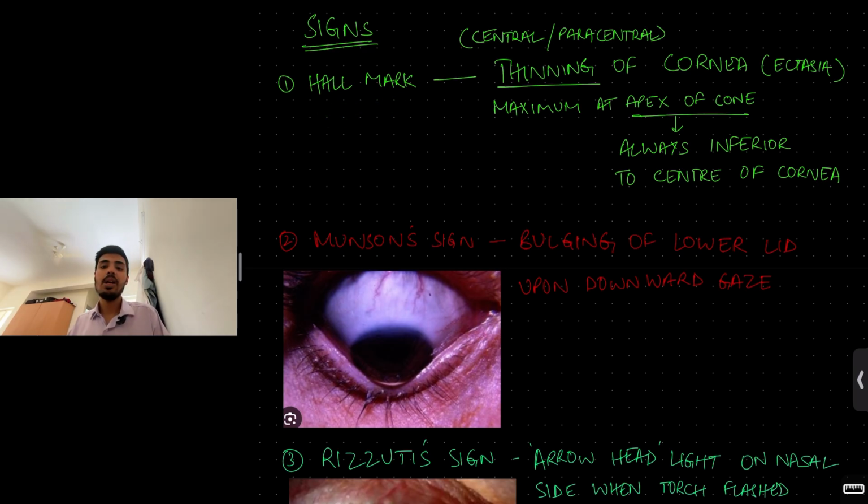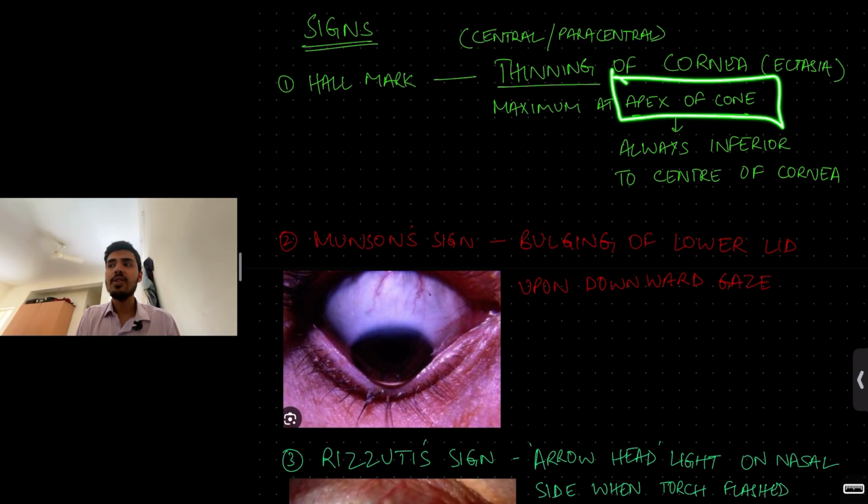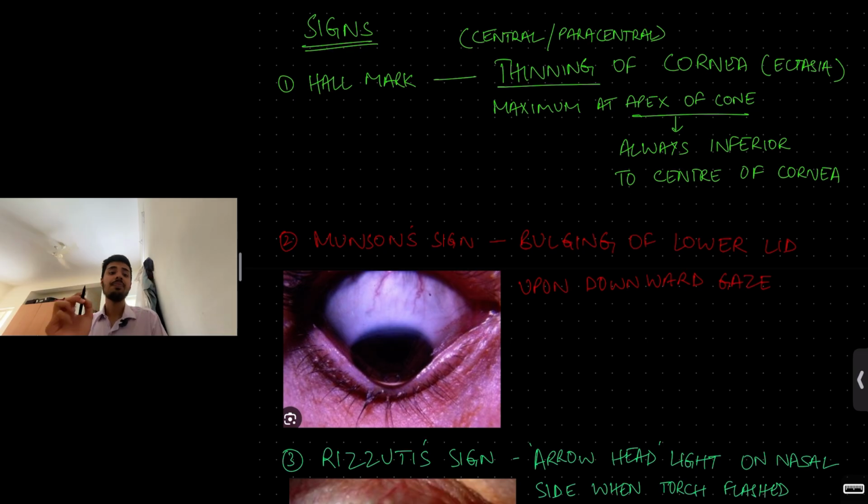Why does the cornea become more and more thin? Because of ectasia, as I told, because of the weakened corneal stroma. Where does it happen? Maximum thinning is at the apex of the cone, and this apex of the keratoconus cone is always inferior to the center of the cornea. This is the hallmark feature: central or paracentral thinning of the cornea. Maximum thinning is at the apex, always inferior to the center of the cornea.